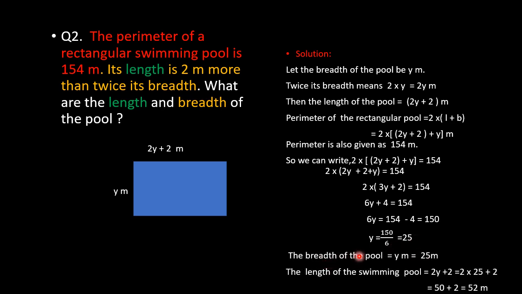Now the breadth of the pool is 5 meter and we already got y as 25 meter. The length of the pool is 2y plus 2, that is 2 into 25 plus 2. 2 into 25 is 50 plus 2 is equal to 52 meter.